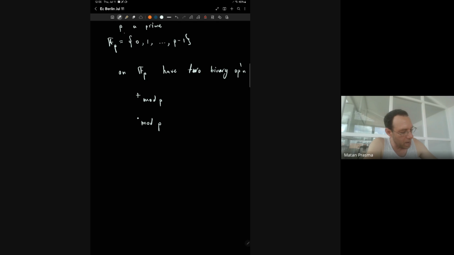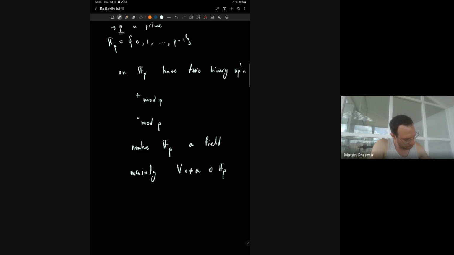But if I do it for a prime number, then these addition and multiplication make Fp what is called a field. The main property that a field has, and if p is not prime we will not get it, is that for any non-zero element in Fp, there exists some element which I denote as a minus 1, such that a times a minus 1 is equal to 1 modulo p.